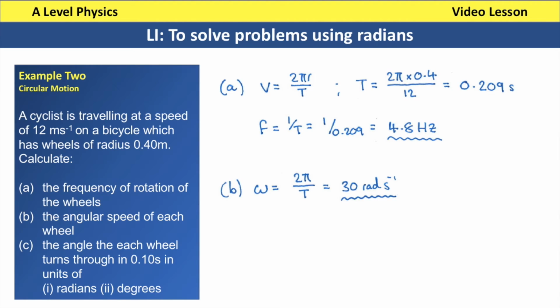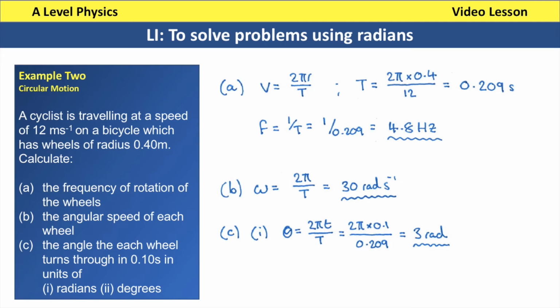Now I want to work out the angle that each wheel has turned through in 0.1 second in units of radians. So that is of course asking us to work out angular displacement. The equation for angular displacement is 2 pi t divided by T. So I just substitute in 0.1 because that is the time that it has been moving for. The period is 0.209 and so that will come out as 3 radians.